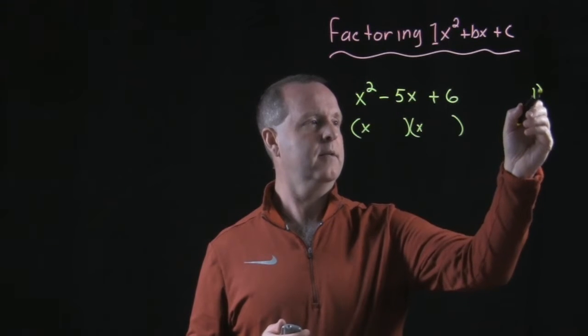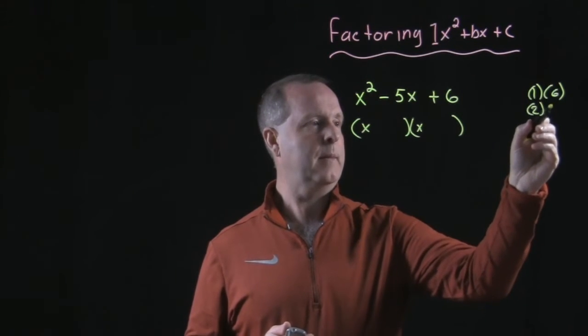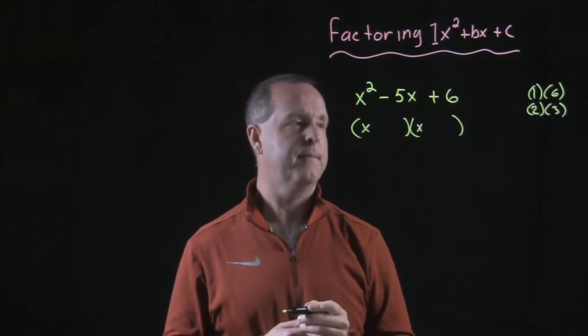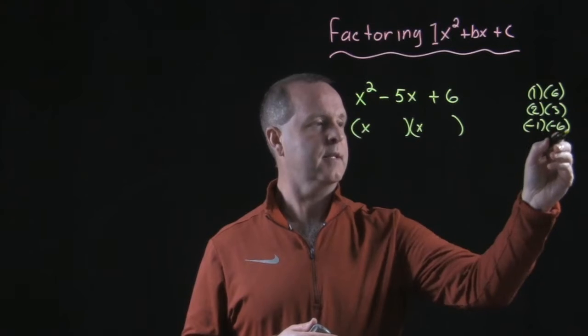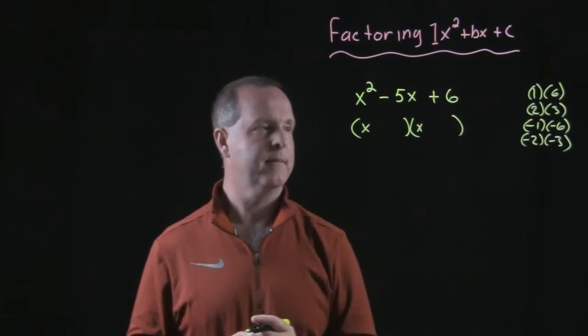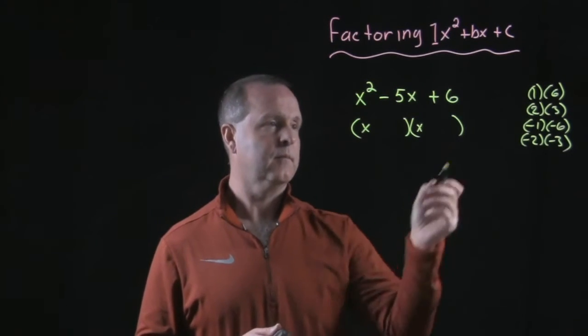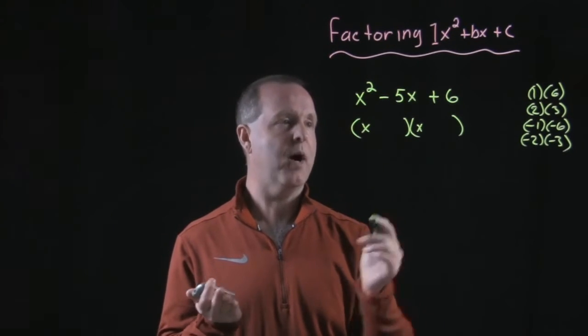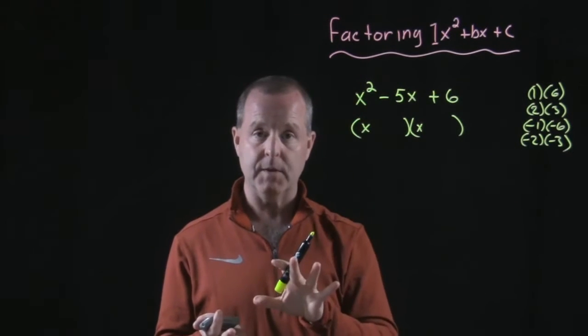A 1 times a 6, a 2 times a 3, a negative 1 times a negative 6, and a negative 2 times a negative 3. Those are all my factors of 6, or factors whose product becomes a 6. So I was able to narrow it down to 4 opportunities.